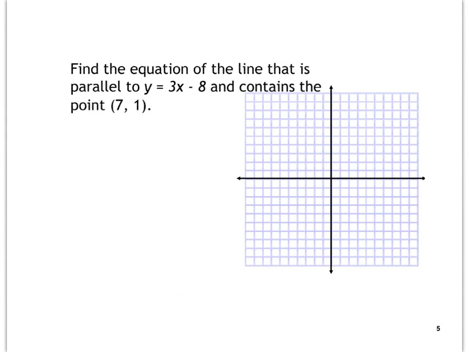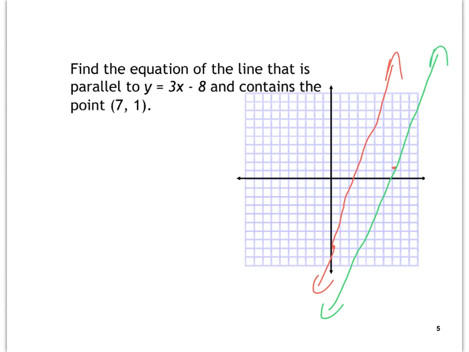So again, I'm going to just draw a quick little picture. So it goes through the ordered pair 7, 1, which is going to be right about here. We'll do this in red. 7, 1 is going to be right here. And it goes through the equation y equals 3x minus 8, so it has a y-intercept of negative 8 down here and a slope of 3. So the equation of my line is going to be parallel to this line, but passing through this point. So it's going to look something like that, if that makes sense.